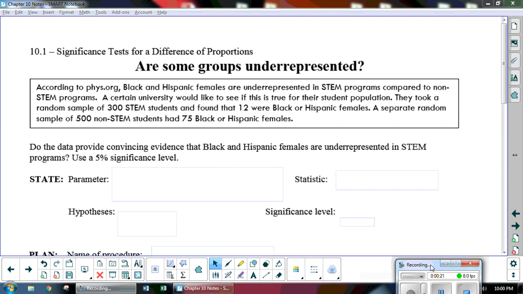So according to phys.org, Black and Hispanic females are underrepresented in STEM programs compared to non-STEM programs. A certain university would like to see if this is true for their student population. We took a random sample of 300 students and found that 12 were STEM students and 12 were Black or Hispanic. That seems significant. In fact, let's call that P1.